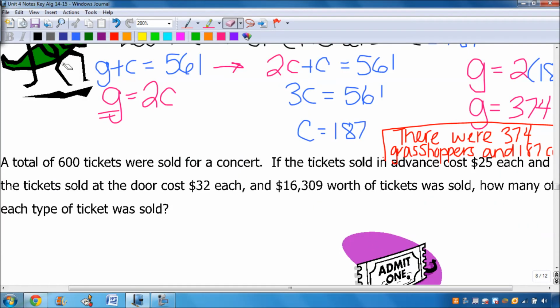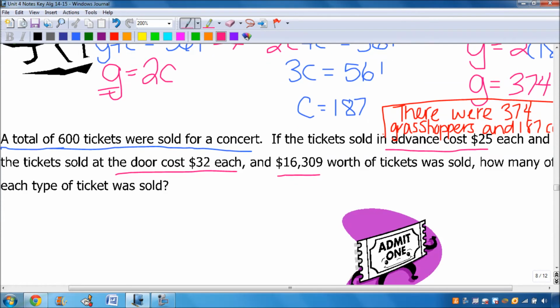All right, number 3, last one. A total of 600 tickets were sold for a concert. Okay? So I'm going to underline this in one color because that's a key piece of information. All right, total. If the tickets sold in advance cost $25 each, and the tickets sold at the door cost $32 each, and $16,309 worth of tickets were sold, how many of each type of ticket was sold?